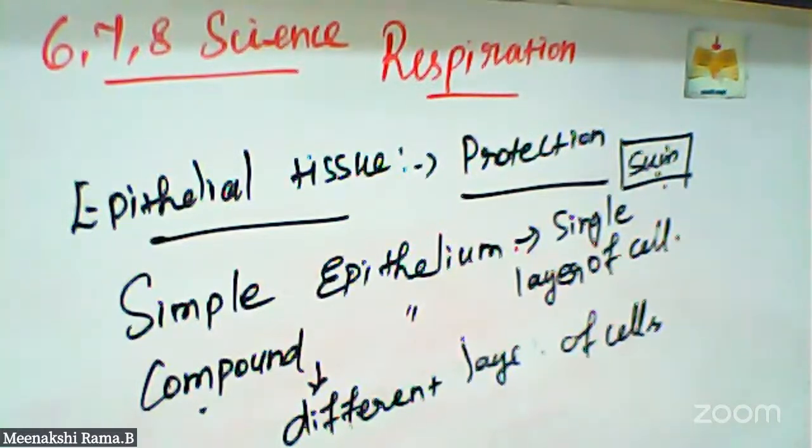Next, epithelial tissues perform the secretory function: sweat, saliva and enzymes also. So there are four main functions of epithelial tissue. One is forming the outer covering of the body, protection of our body, that is the skin. Next is absorption of water and nutrients, then elimination of waste products, and then secretion, that is saliva and enzymes. Okay, so this is the basic detail about the epithelial tissue.